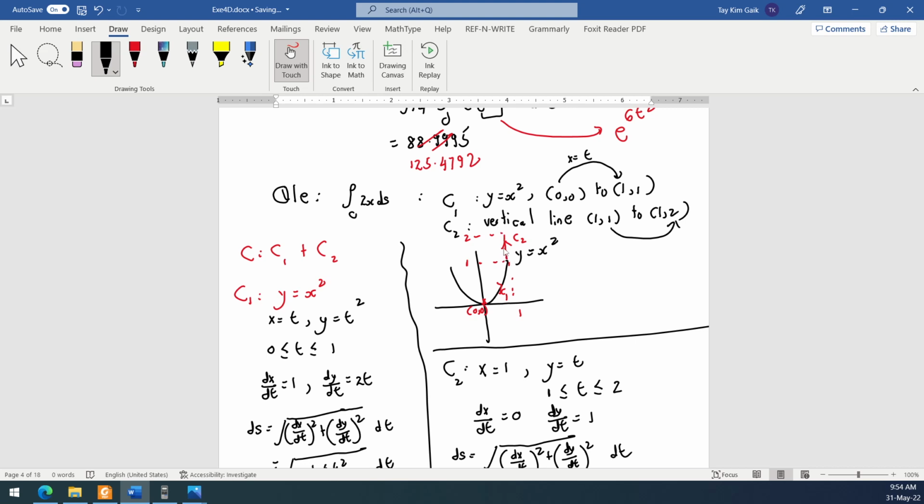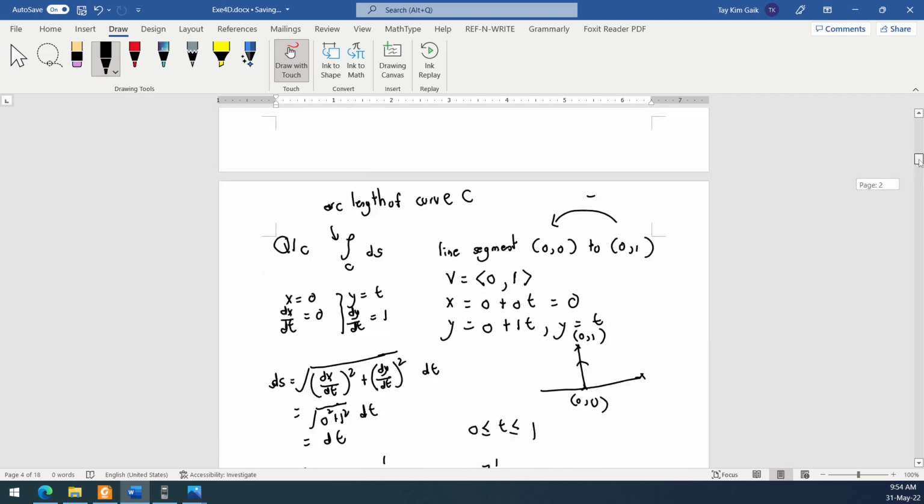Or you may have a vertical line at x equals 1, then let y equal t. If y moves from 1 to 2, then t moves from 1 to 2. Or you have a horizontal line, like question 1. For a line from (0,0) to (0,1) on the y-axis, let x be 0, then y equals t. If the line is on the x-axis, then y equals 0, let x equal t. These are some tricks to get the parametric equation for x, y, z.